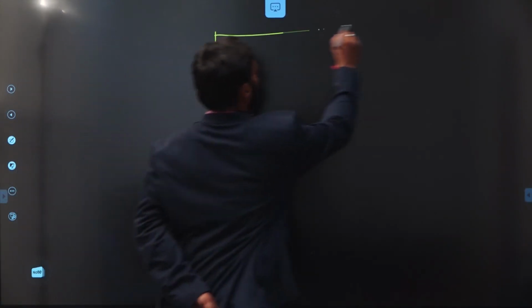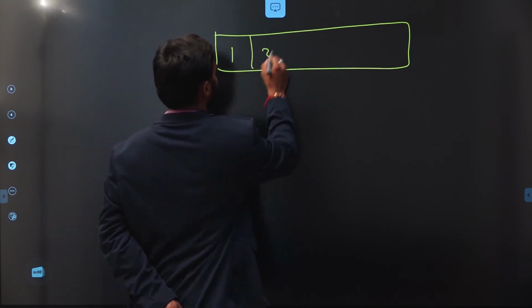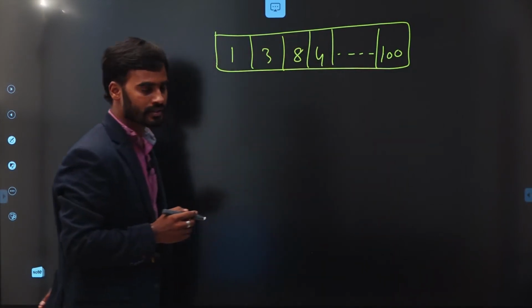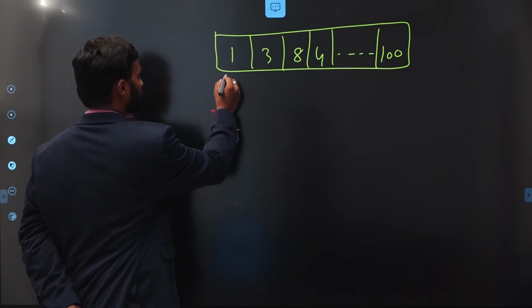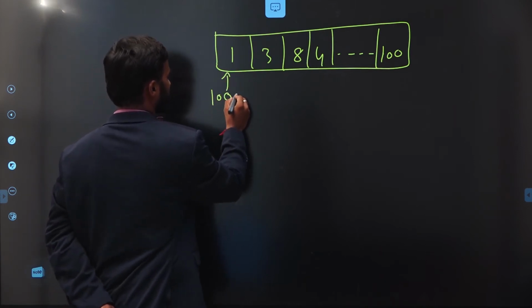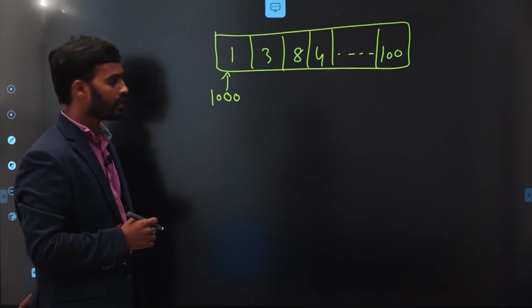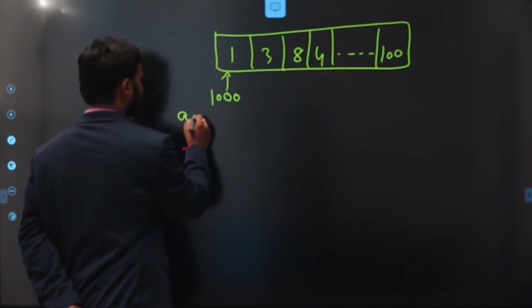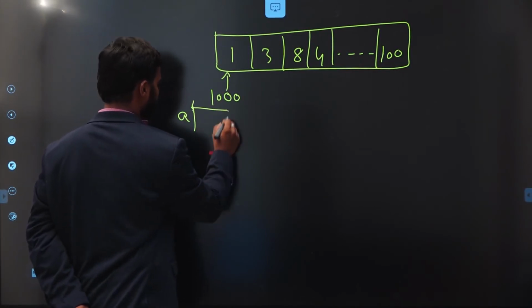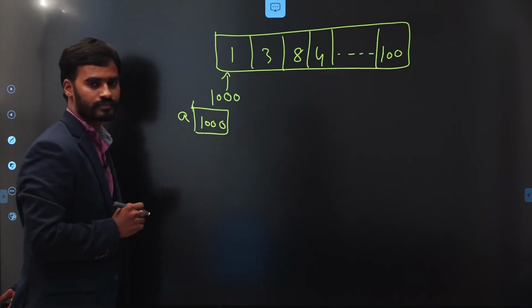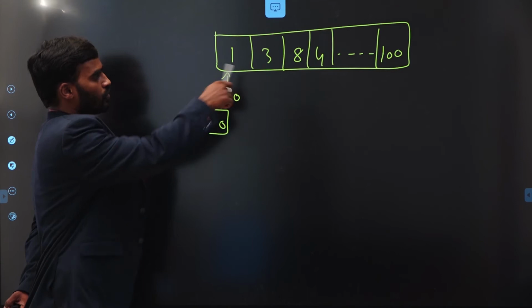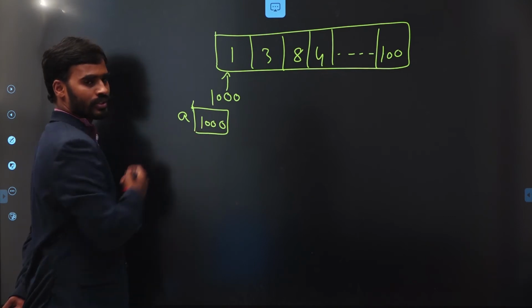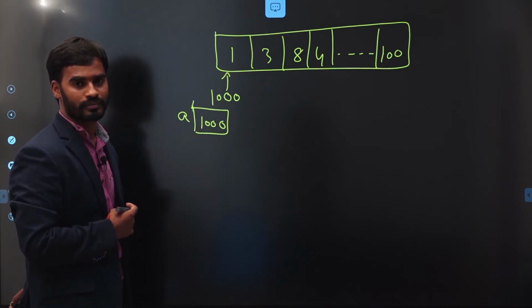So assume that you have an array with 100 elements. Assume that the base address is 1000, and assume that this 1000 is there in a variable called A. Assume that you stored 100 numbers continuously, and the starting address is 1000. The address of the first block is 1000.